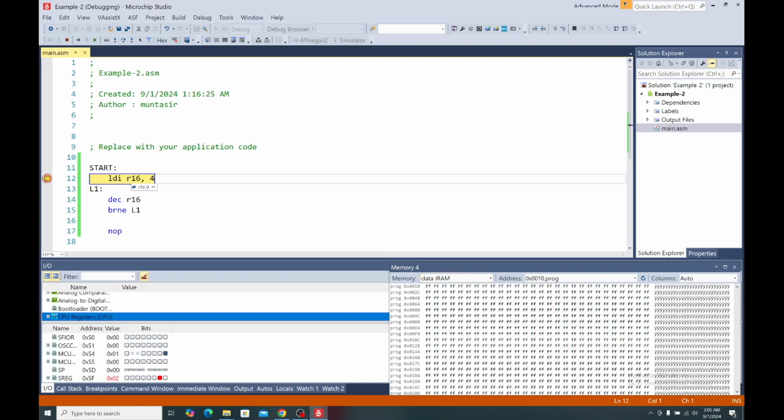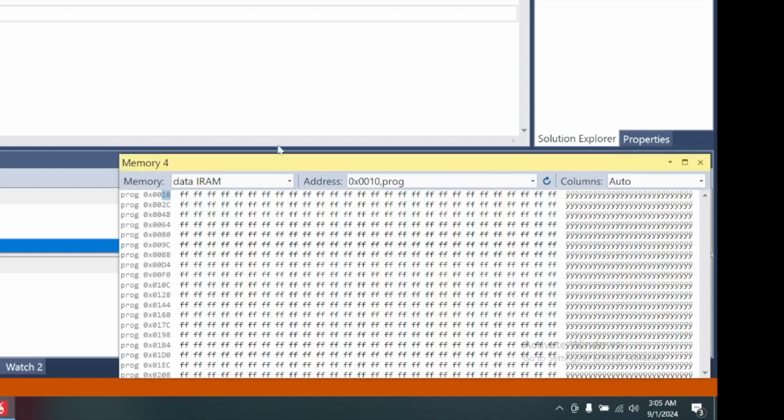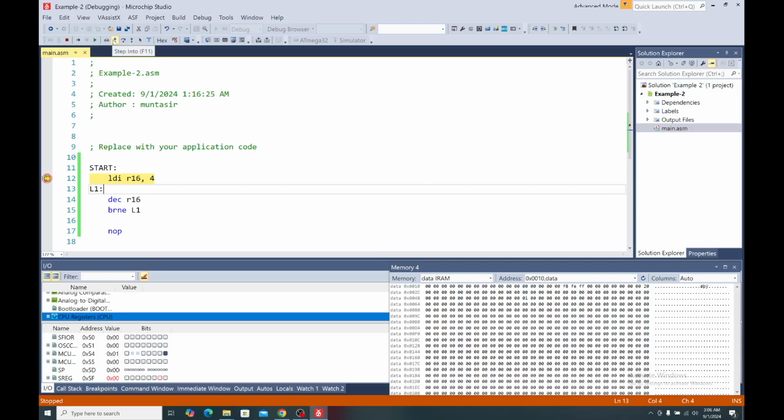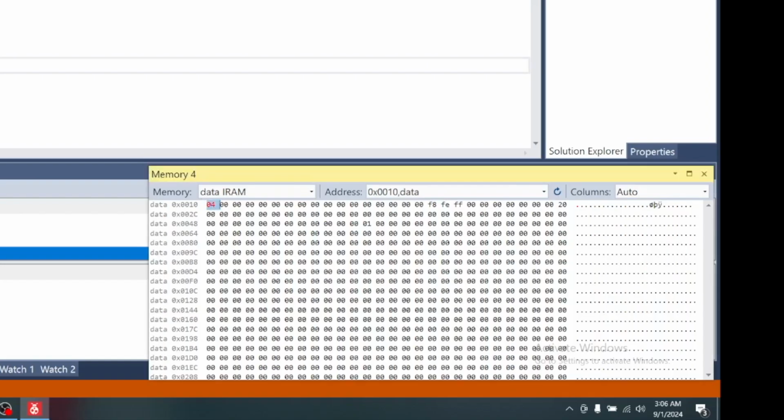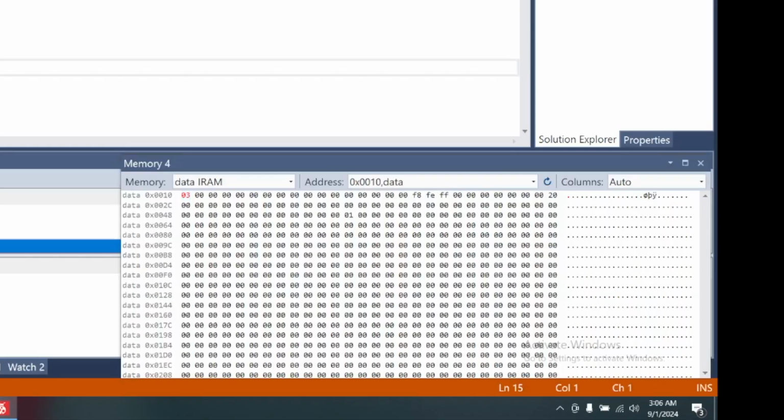So first we will visualize the R16 register. The address for R16 is 10 in hex. So we'll look into this content. If we step into the instruction, you can see the value in 10 gets 4. After that, it enters the L1 loop, then the decrement instruction gets executed and it becomes 3.